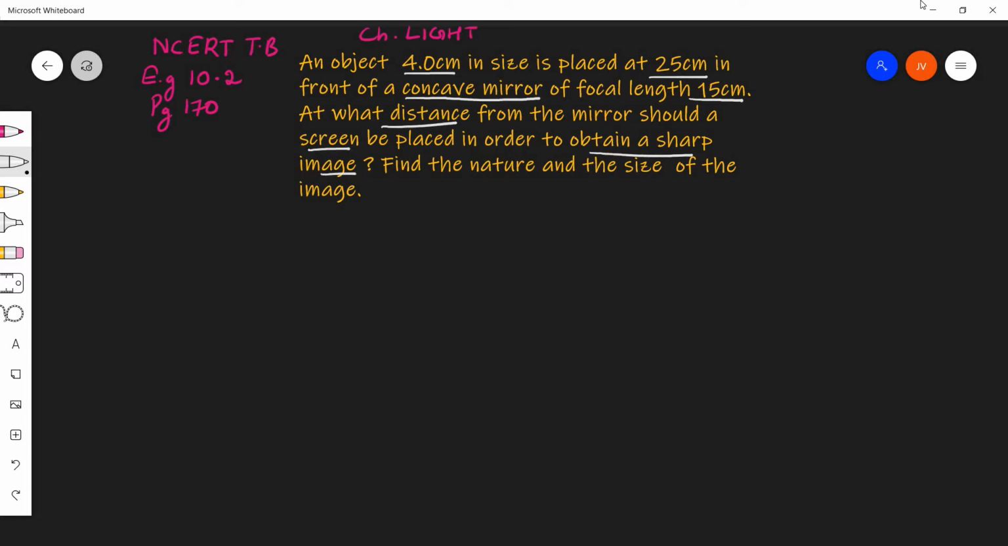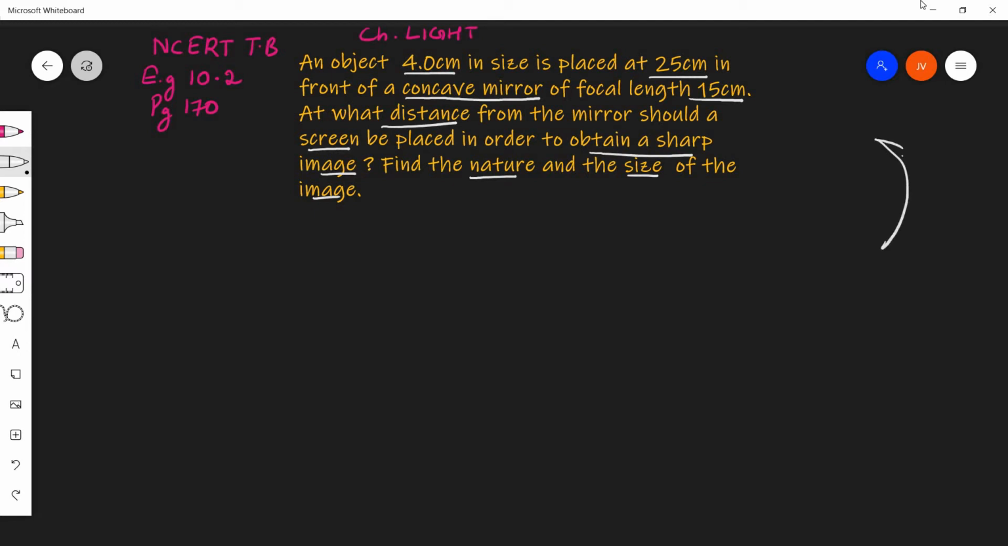So the first part of the question is, where will the screen be placed to obtain a sharp image? That means position of image is to be found. And other than that, we have to find nature and size of image. So this question is about concave mirror.